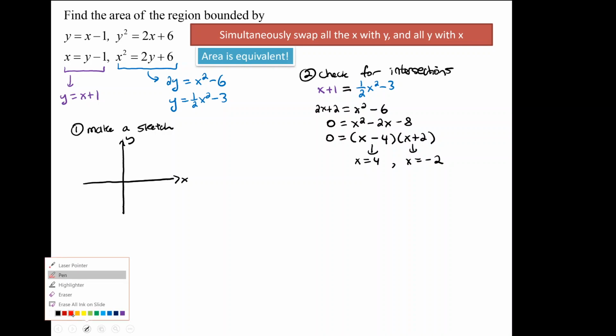We know that they are going to cross at negative 2 and positive 4. Our curve y equals x plus 1 is a straight line with intercept 1. And then the curve 1/2 x squared minus 3 has an intercept of negative 3. It's a parabola facing up, so it does something like this.